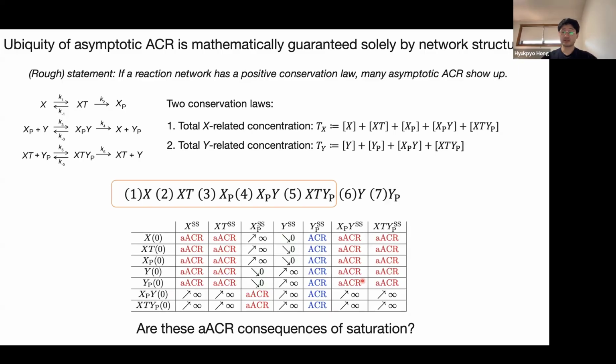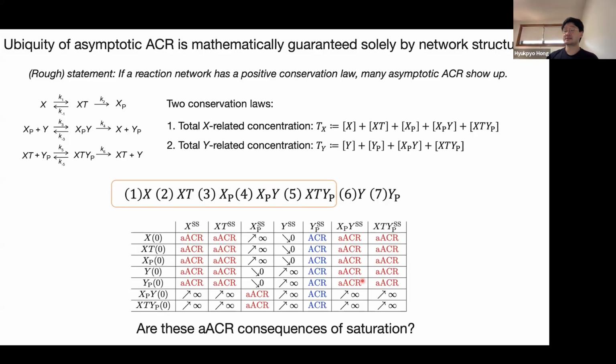This paper is now in the process of publication. We submitted and then resubmitted again and again. One fair comment that we recently got is: is this just a consequence of saturation? Because the argument that I used to prove that there must be many asymptotic ACR is that certain things are bounded by a positive value and then converge to a value in between.